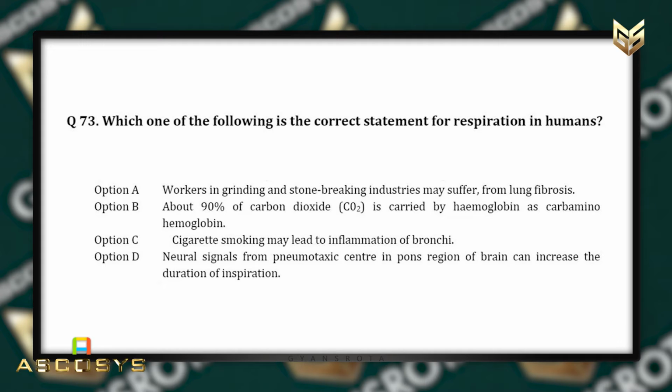In this question number 73, you can see which one of the following is the correct statement for respiration in humans. Option number A, workers in grinding and stone breaking industry may suffer from lung fibrosis. Option number B, about 90% of carbon dioxide is carried by hemoglobin as carbamino hemoglobin. Option number C, cigarette smoking may lead to inflammation of bronchi. And option number D, neural signals from pneumotaxic center in pons region of brain can increase the duration of inspiration.